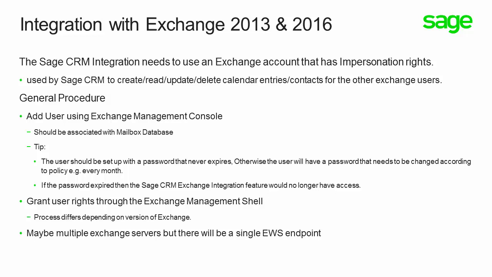But let's assume that you've set up your user and you've got their mail account. Then you need to be able to grant those users rights through the Exchange Management Shell. The exact process is going to differ depending on the version of Exchange, and you could potentially be using multiple Exchange servers. There is only one EWS endpoint, the Exchange Web Services endpoint, that we need to worry about. But let's have a look at setting up this user.